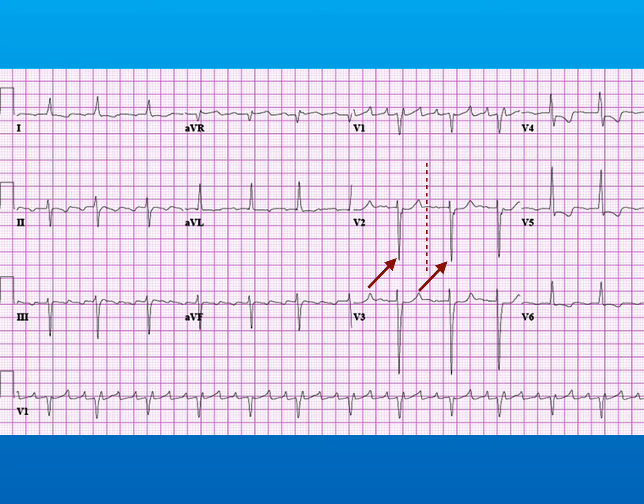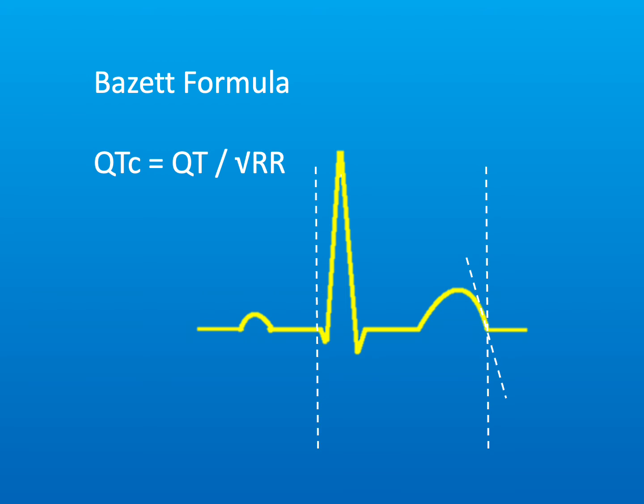In other circumstances, we may want to calculate the QT interval properly, especially if we assume that it's prolonged. What we do is we use the Bazett formula, which you can find on MedCalc, and it is the QT interval divided by the square root of the R2R interval.